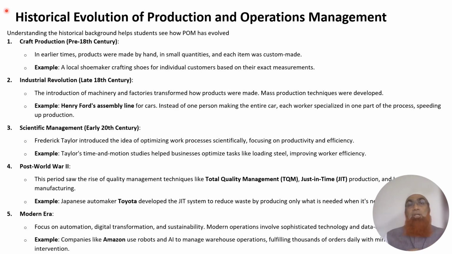Now let's understand about the historical evolution of production and operations management. We will go back to ancient days, or pre-18th century, where craft production was there. You know, India was more popular for art and craft work, right? And because of that, it was well accepted in the international market, because every product that used to get developed was developed by craftsmen. So in earlier times, products were made by hand in small quantities, and each item was custom made. For example, a local shoemaker crafting shoes for individual customers based on their exact measurements.